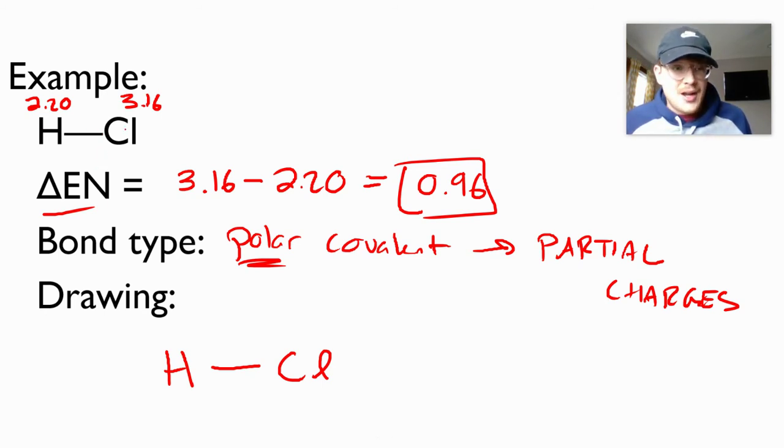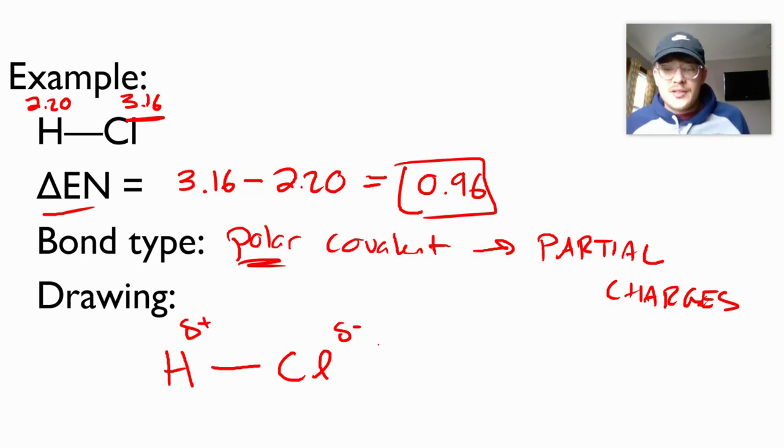Well, if you look back at the numbers, chlorine has a higher electronegativity value, so it's going to be pulling on those electrons tighter, okay? So what charge would that make chlorine have? That would make chlorine have a slightly negative charge if it's pulling on those electrons tightly, which means hydrogen would have a slightly positive charge, okay? So now I just assign my charges. Chlorine is slightly negative, hydrogen is slightly positive.